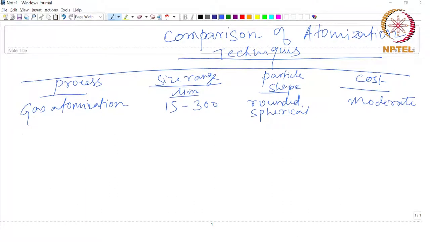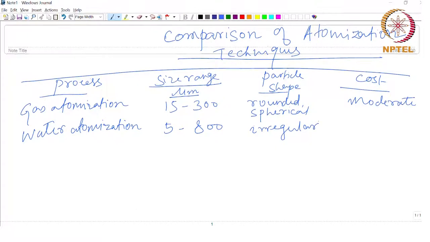Then we talked about the water atomization process. And in this case, the size range is 5 to 800 microns. Particle shape is irregular and nodular. And cost is low.